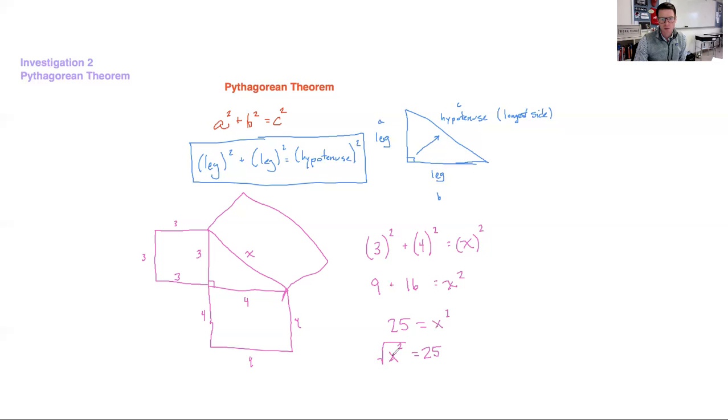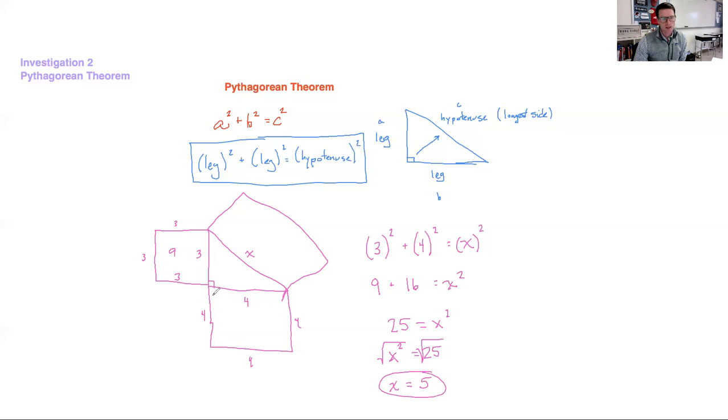So that's the square root of x squared is going to give me x. Good, that's what we want. But I've got to apply that to both sides for balance. So on this side, I get the square root of 25, which hopefully we know is 5. So my answer here is 5. And that makes sense, right?